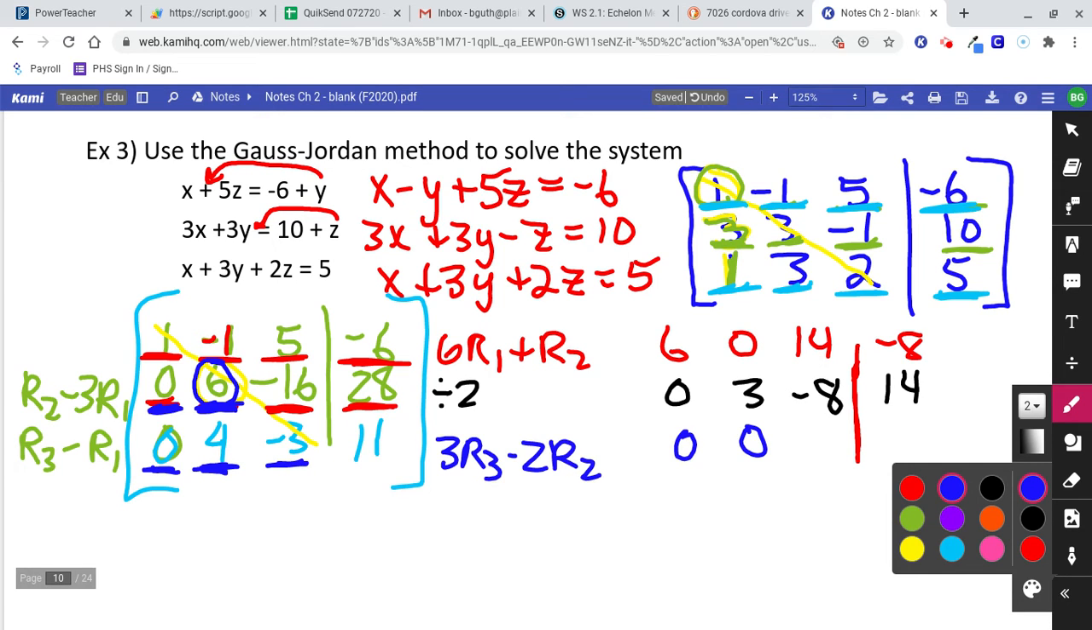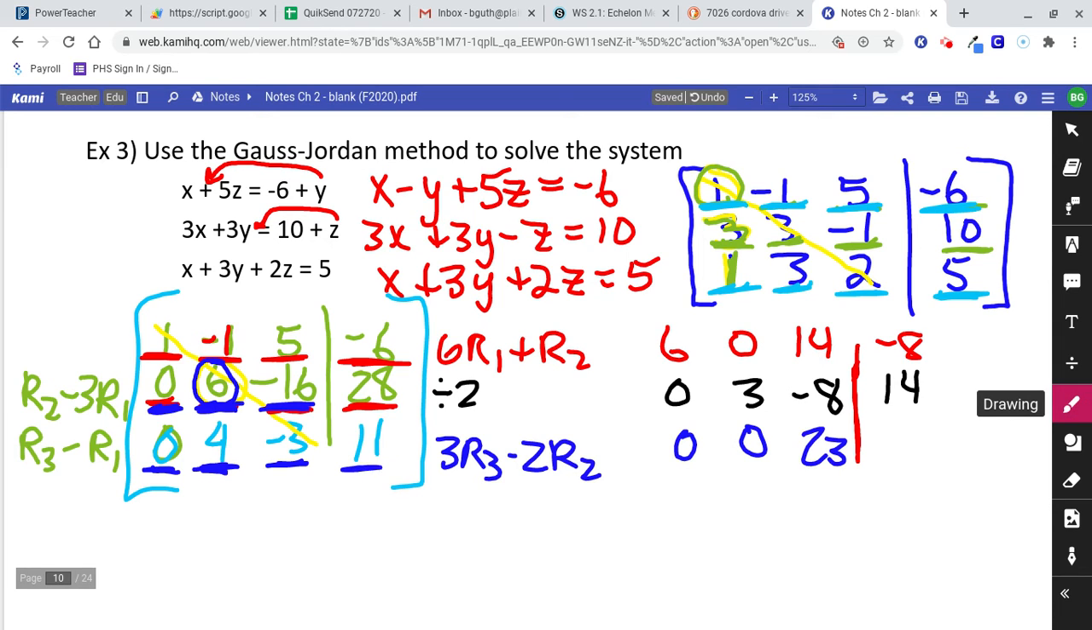3 of these is negative 9. Minus 2 of these, that's going to be plus 32. So we have negative 9 plus 32 is 23. And then we have 3 of these is 33. Minus 2 of these is going to be minus 56. 33 minus 56 is negative 23.